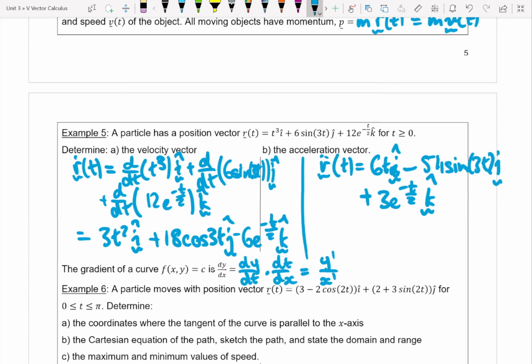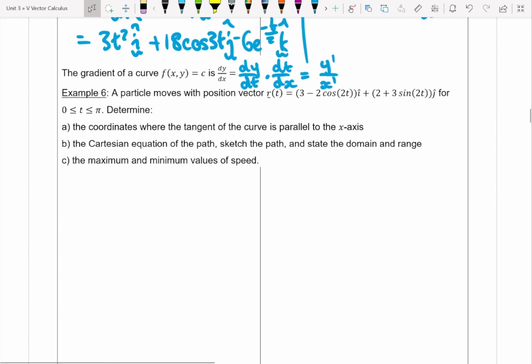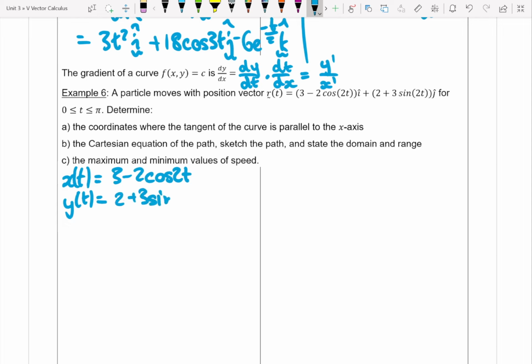So a particle moving with position vector r there for 0 to pi seconds t. Determine the coordinates where the tangent of the curve is parallel to the x-axis. First of all, let's split this into x of t and y of t. So x of t is going to be 3 take 2 cosine 2t. y of t is going to be 2 plus 3 sine of 2t.